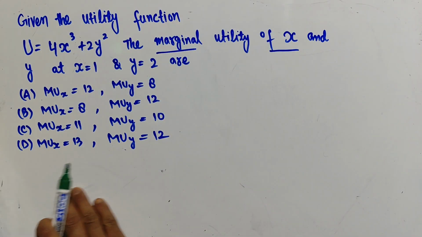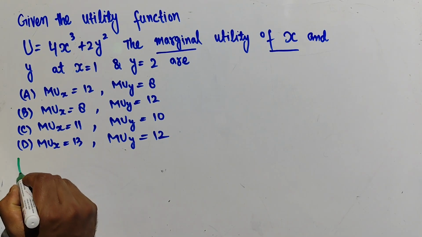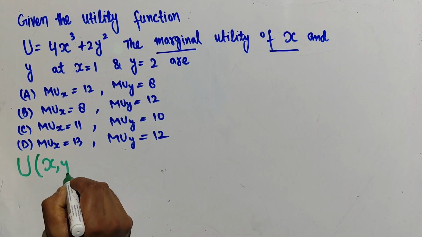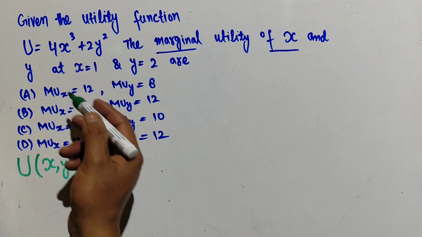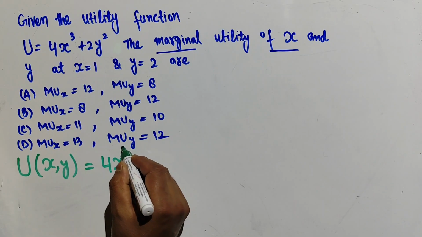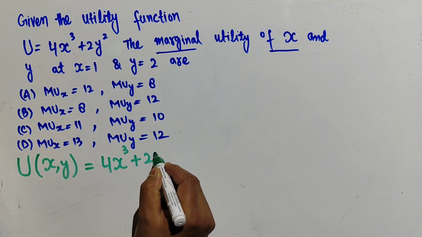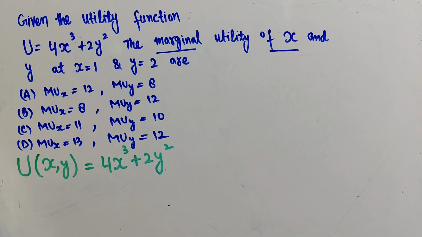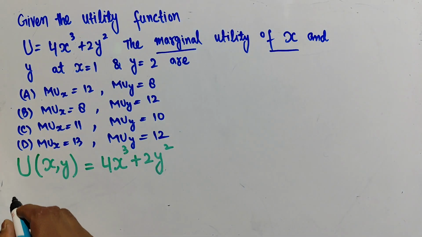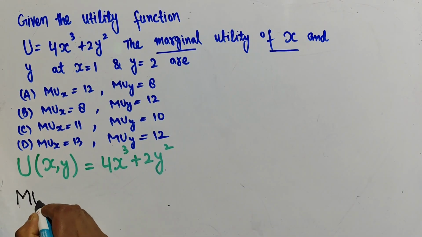Okay, so what we are being told is that utility is a function of two goods, that is x and y. We are being given the utility function, which is 4x cube plus 2y square. This is the utility function of the consumer. Now we need to first calculate the marginal utility of good x, that is mux.